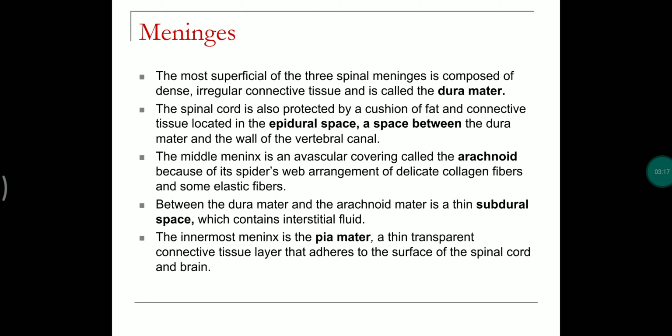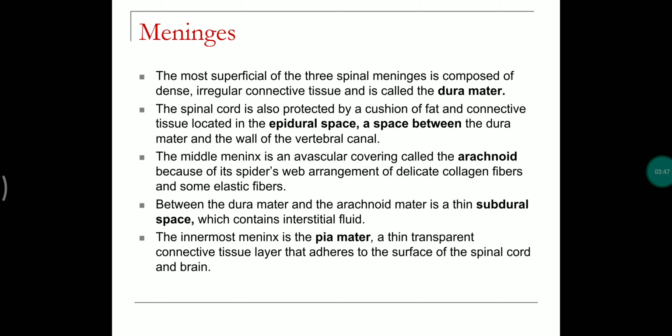Coming to the meninges, as we already studied, like in the brain there are three meninges. They are the outer dura mater, which is dense irregular connective tissue, and the space around it is protected by a cushion of fat and connective tissue located in the epidural space, which is the space between the dura mater and the wall of the vertebral canal.